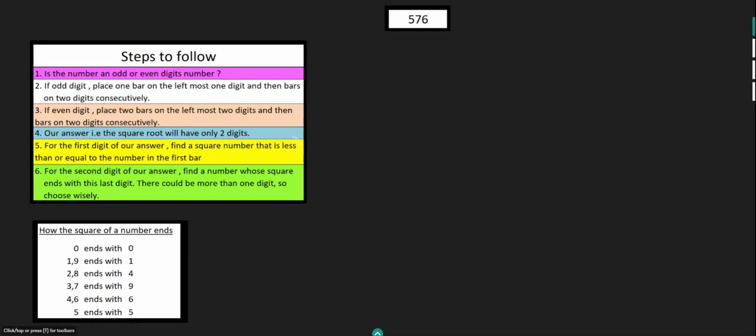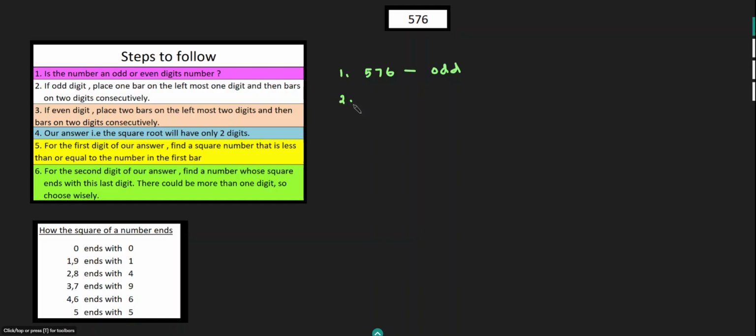We'll now find the square root of the number 576 using this method. So let's do each step one by one. The first step, we need to identify whether it is an odd or even digit number. Clearly, 576 is an odd digit number because it has three digits. And so we can do the second step.